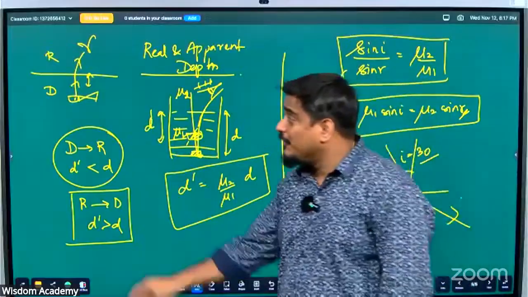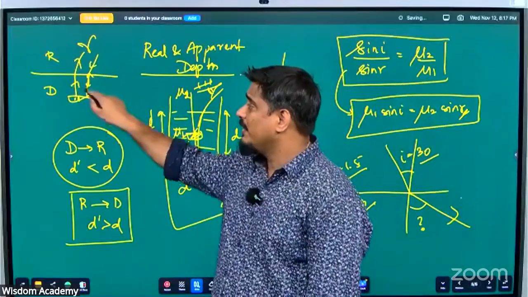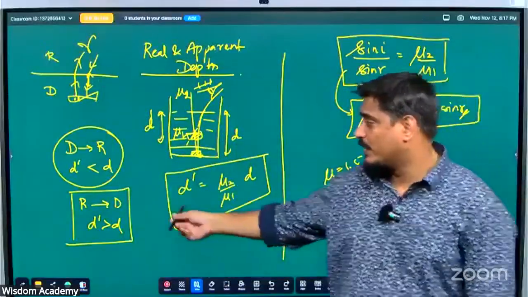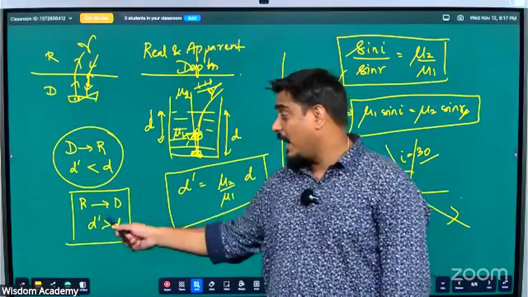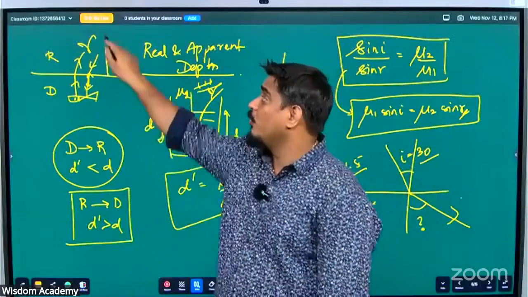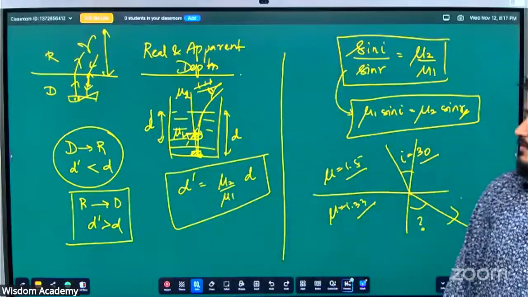But if the fish is seeing the bird, light is coming from where? Rarer medium to a denser medium. I told you when the light is going from rare to dense medium, the apparent depth will be more than the real depth. So the apparent position of the bird will be higher than the real position. Are you clear, Rohit? Understanding? Yes, sir. Yeah, remember this.